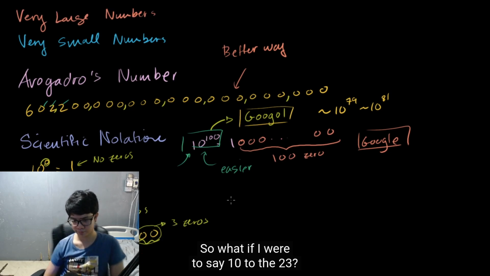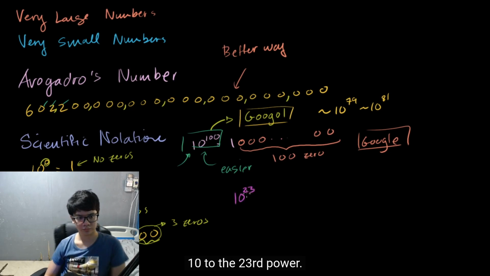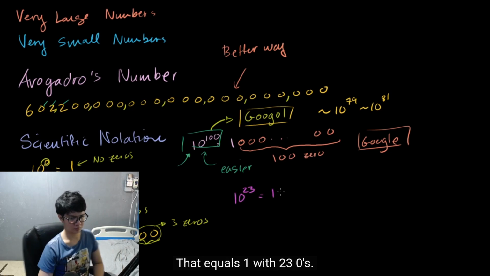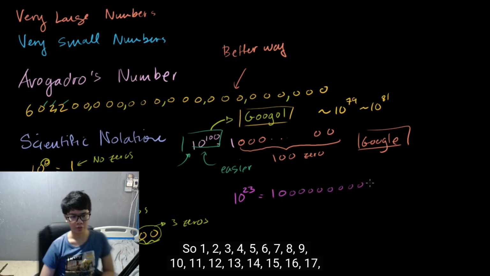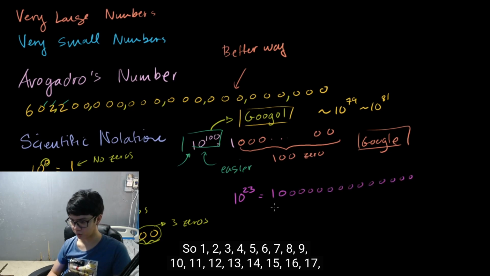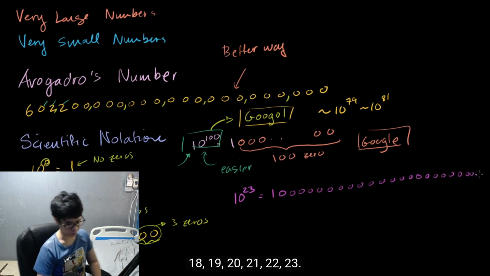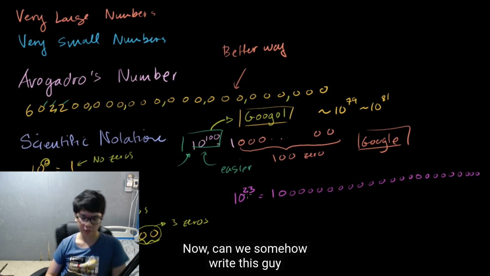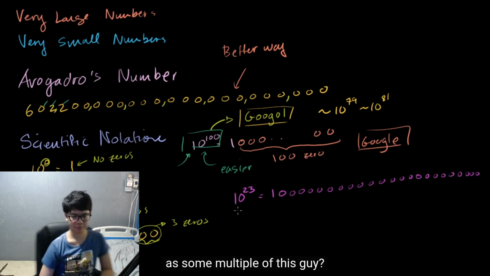What if I were to say 10 to the 23rd power, that's equal to what? That equals 1 with 23 zeros. 1, 2, 3, 4, 5, 6, 7, 8, 9, 10, 11, 12, 13, 14, 15, 16, 17, 18, 19, 20, 21, 22, 23. You get the idea. That's 10 to the 23rd. Now, can we somehow write this guy as some multiple of this guy?